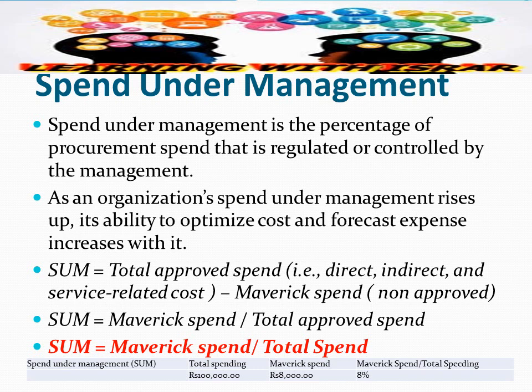So SUM, as it is called, is total approved spend, that is direct, indirect and service related cost, minus maverick spend. Maverick spend is spend which is not approved or not planned. So maverick spend divided over total approved spend; you can calculate it both ways. So SUM is equal to maverick spend over total spend. For example, if we are spending 100,000 in total and 8,000 is spent outside of planning or budget, that is 8% of our total spending.